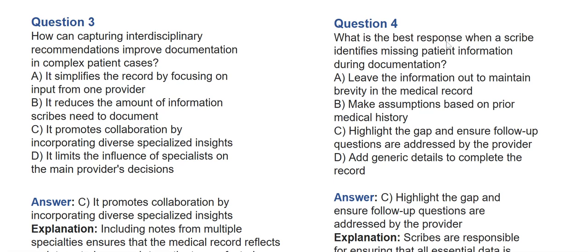Question 4. What is the best response when a scribe identifies missing patient information during documentation? A, leave the information out to maintain brevity in the medical record. B, make assumptions based on prior medical history. C, highlight the gap and ensure follow-up questions are addressed by the provider. Or D, add generic details to complete the record. The answer is C, highlight the gap, as scribes are responsible for ensuring that all essential data is documented, which may include flagging areas where more information is required to develop a complete patient narrative.